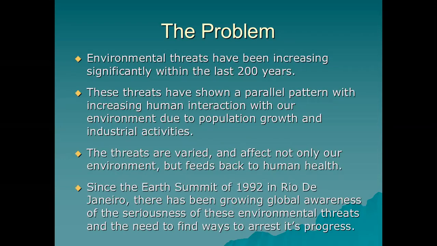So we will first start by actually trying to define the problem. So environmental threats have been increasing significantly within the last 200 years. And the reason we've identified the last 200 years or so, that's just a rough estimate. What we would have observed is that if we look at the second point, we see that these threats have actually shown a parallel pattern with increasing human interaction with our environment, which also seems to have a direct correlation to increasing population growth and industrial activities.